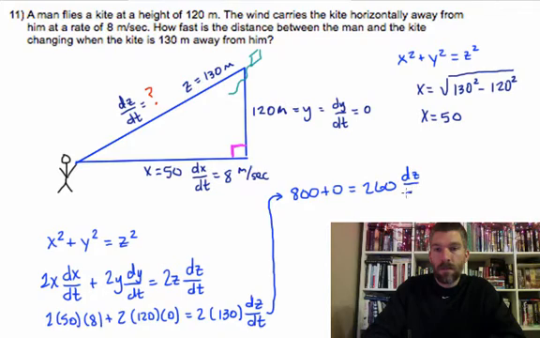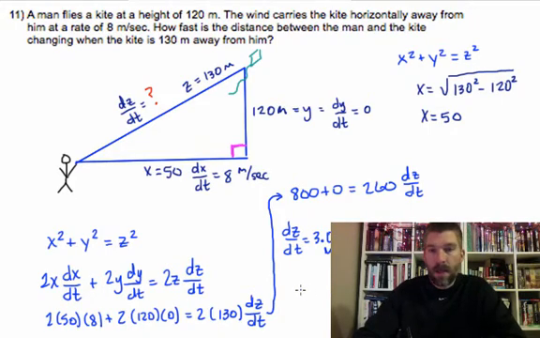And how do you get dz dt all by itself? Divide by the 260, because basically that 0 doesn't exist. So 800 divided by 260 is equal to 3.077 meters per second.